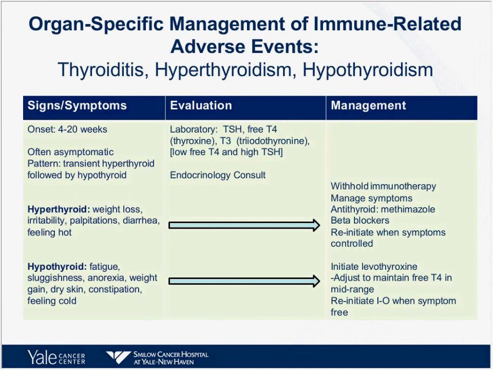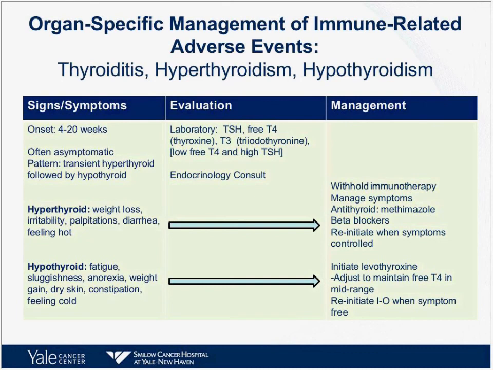Now we'll move to the endocrinopathies, which are really a class-specific type of adverse event that may occur. Typical onset is 4 to 20 weeks. Oftentimes patients are asymptomatic. Typically, the pattern is that patients develop a transient hyperthyroidism followed by hypothyroidism. Patients should have a baseline TSH level, free T4 level, and a T3 level obtained. In most cases, if patients develop hyperthyroidism, as I mentioned, they are asymptomatic.